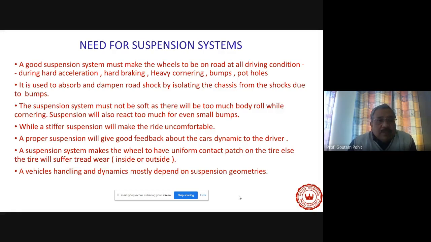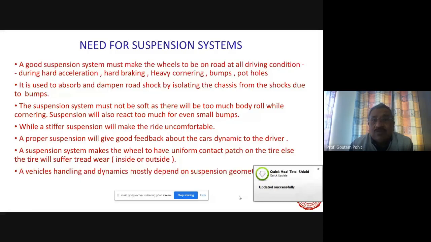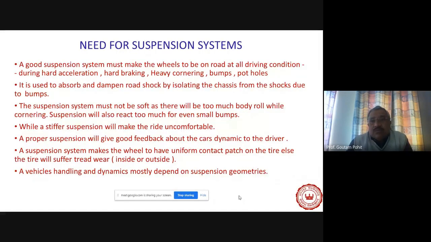system. A good suspension system must keep the wheels on the road at all driving conditions: during hard acceleration, hard braking, heavy cornering, bumps and potholes. It is used to absorb and dampen road shocks by isolating the chassis from the shocks due to bumps. The suspension system must not be soft.